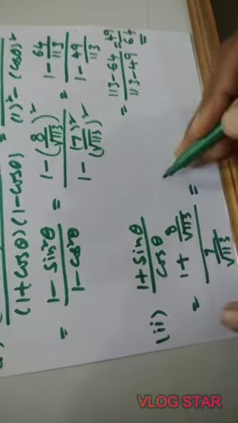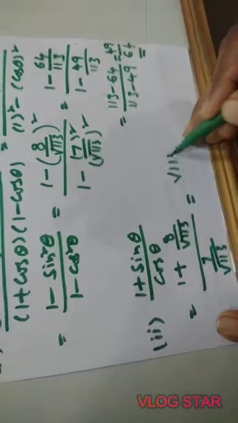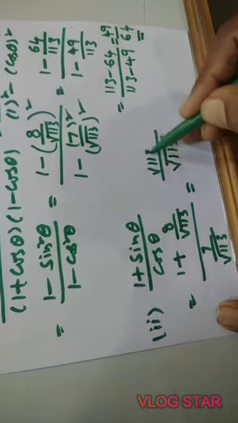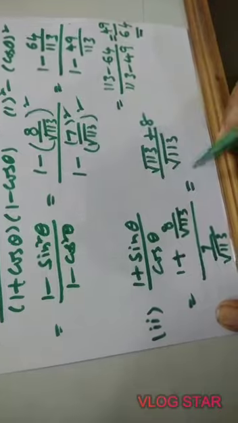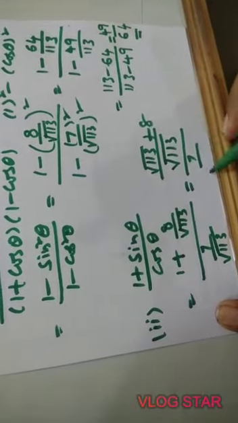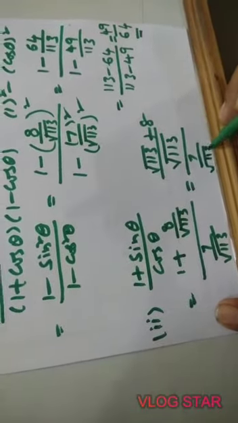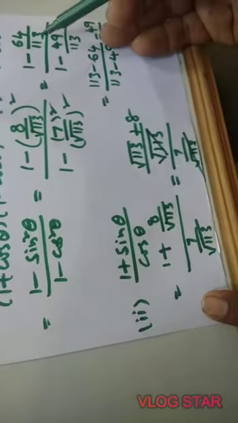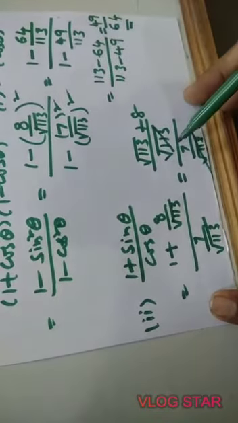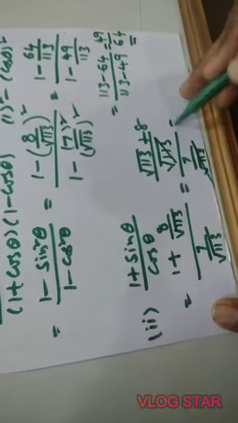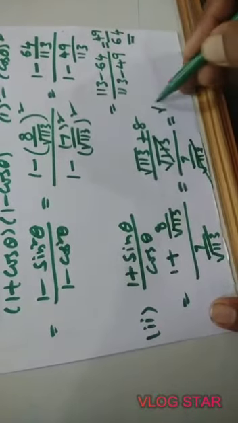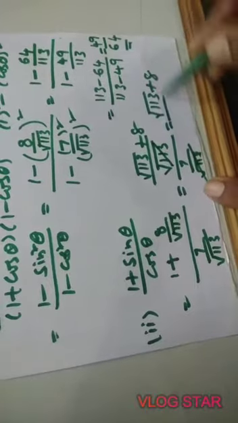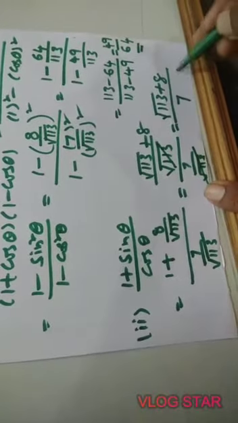So LCM is root 113. So root 113 into 1 root 113 plus 8 by 7 by root 113. So here 113 can cancel. In here also we can cancel 113 and 113. The same way root 113 cancel here. So remaining here root 113 plus 8 by 7 is the answer.